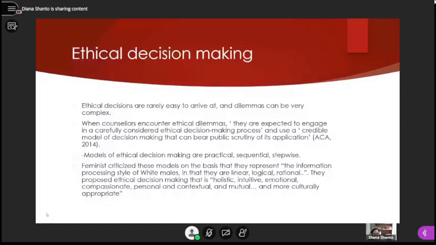Ethical decisions are really easy to arrive at. Dilemmas can be very complex. Social workers encounter ethical dilemmas. We are expected to engage in... Madame, oui.